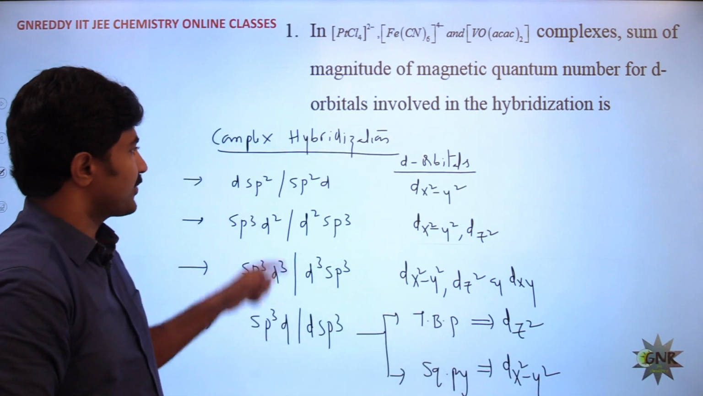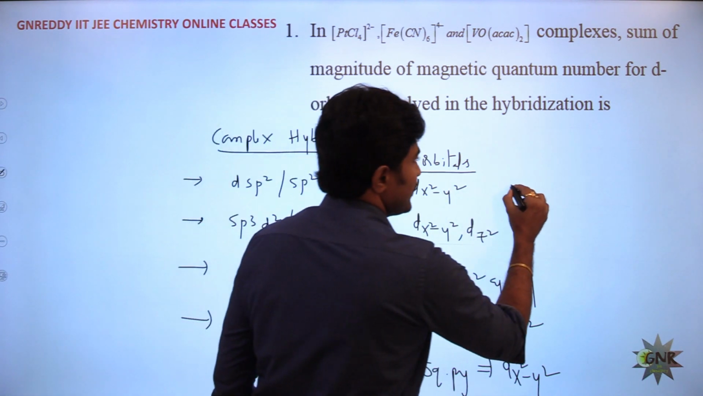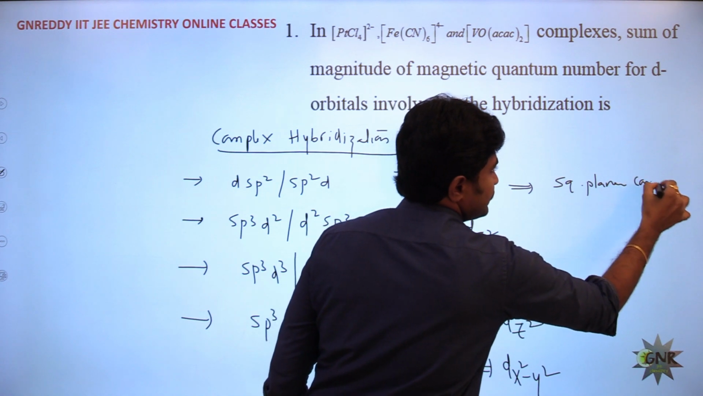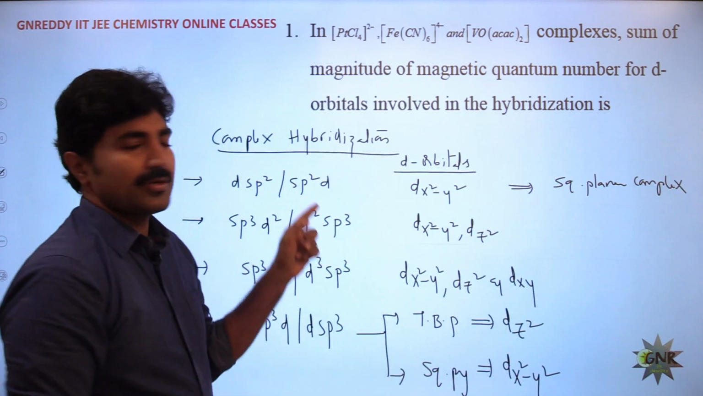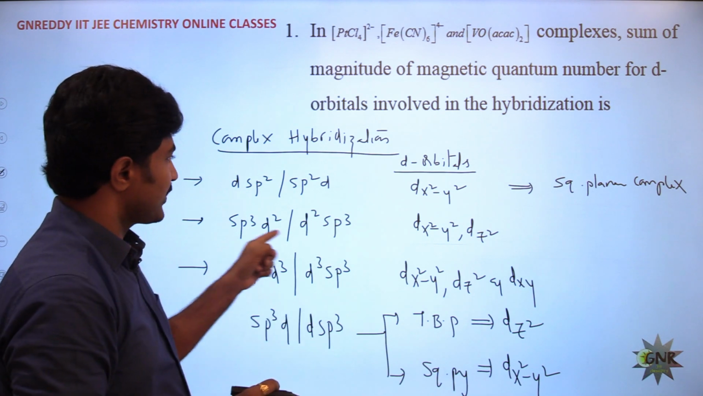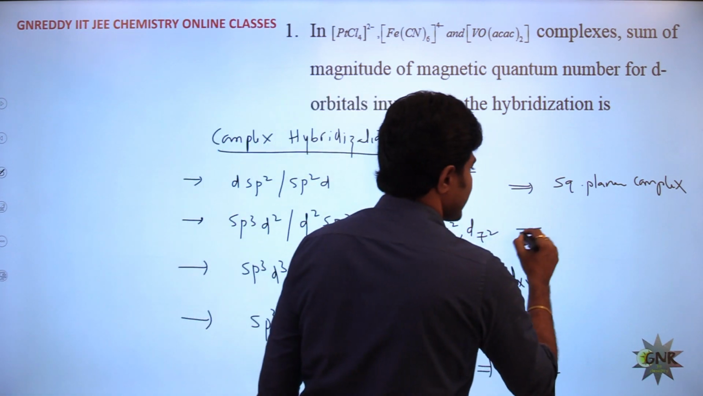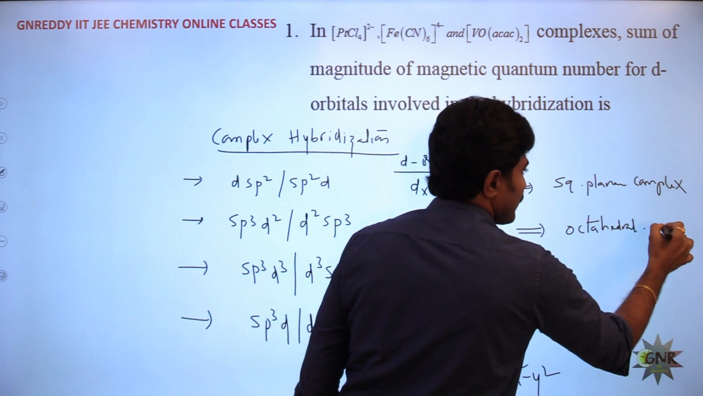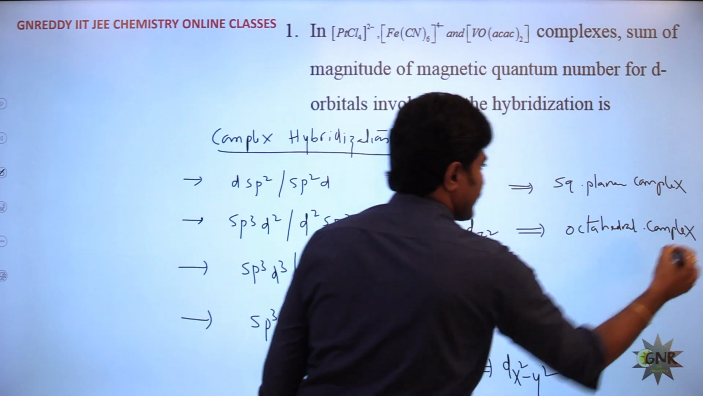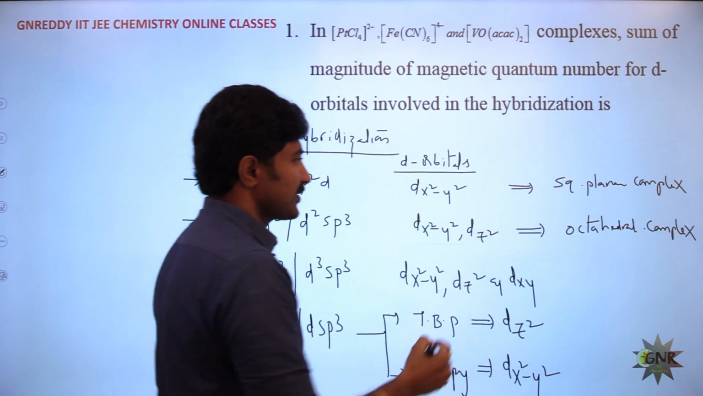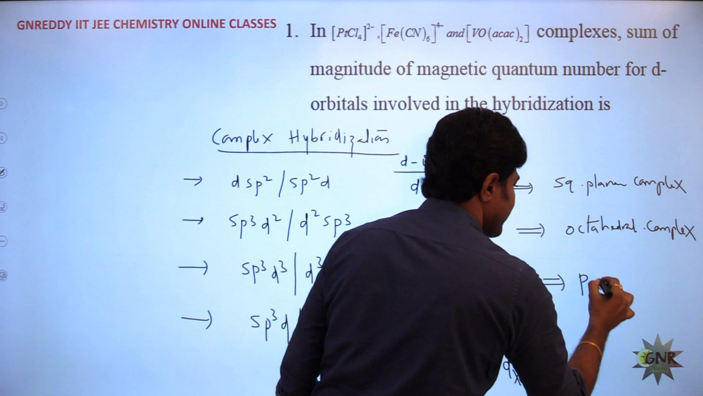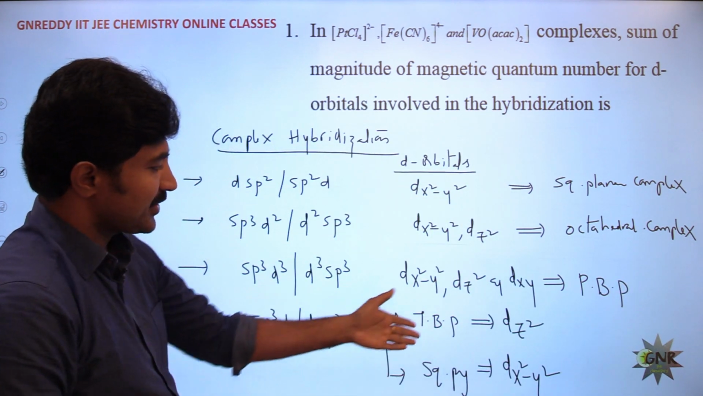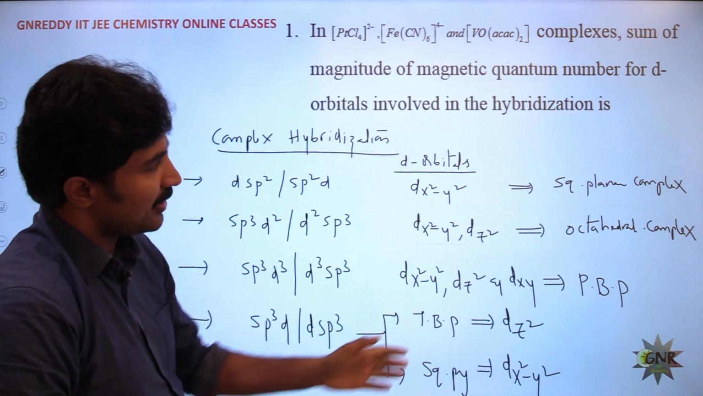So if you look at these hybridizations, the first one, dsp2 or sp2d, is a square planar complex, and sp3d2 is an octahedral complex. And sp3d3 or d3sp3 is PBP, pentagonal bipyramidal. And as I already mentioned, for sp3d, TBP or square pyramidal are possible.